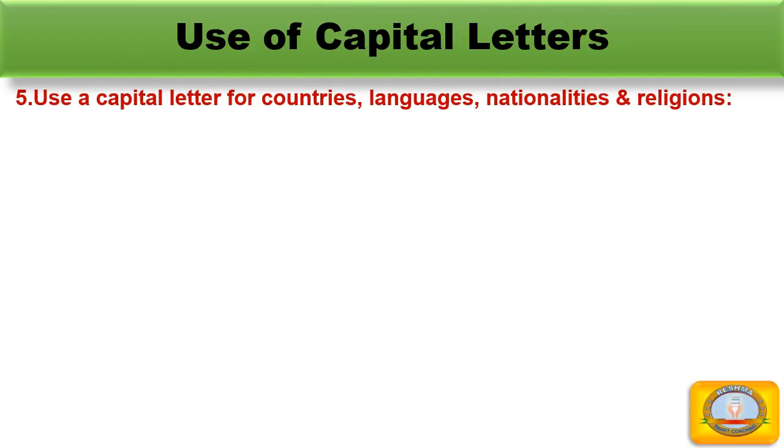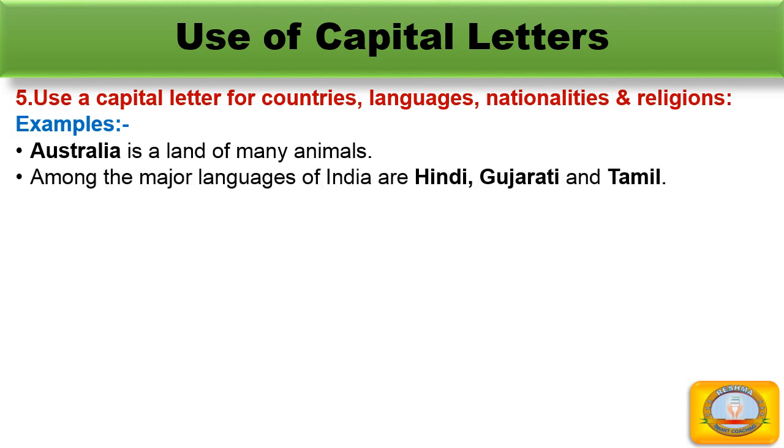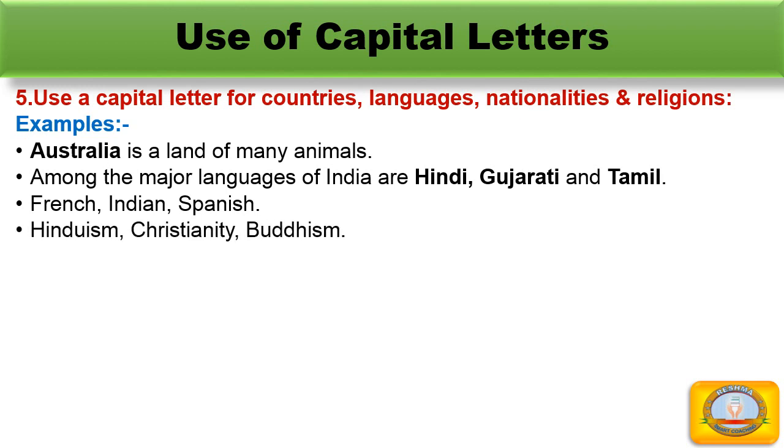Next, use a capital letter for countries, languages, nationalities and religions. For example, Australia is a land of many animals. Among the major languages of India are Hindi, Gujarati and Tamil. French, Indian, Spanish are nationalities. Hinduism, Christianity, Buddhism are religions.